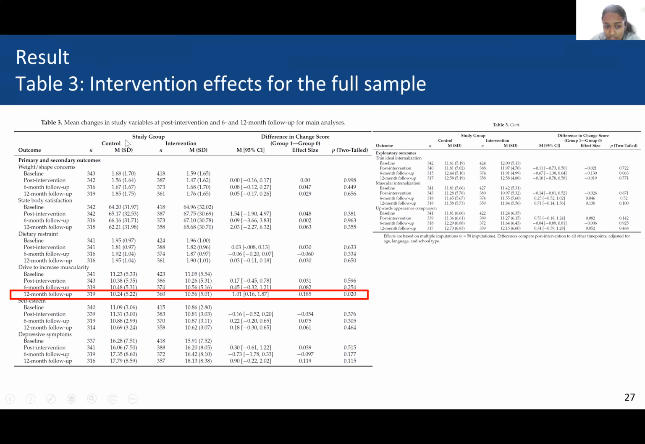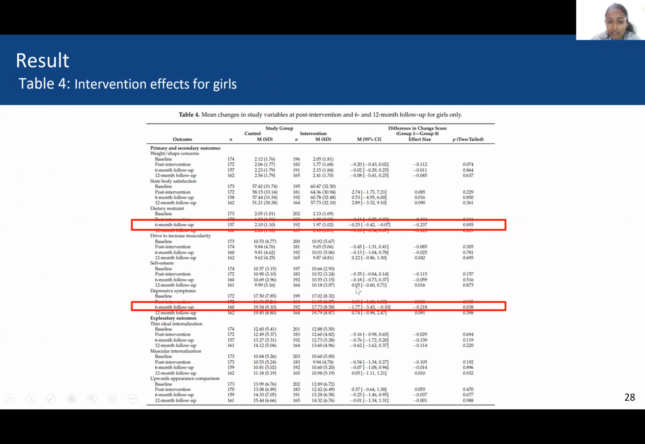The only outcome measure to show a different rate of change across groups was drive for increased masculinity, with an effect size of 0.19. Although there was a decline in drive for masculinity from baseline to 12-month follow-up for the sample overall, unexpectedly, this decline was much weaker for individuals in the intervention arm of the study as compared to the control arm. A similar pattern also emerged when the sample was limited to study completers.